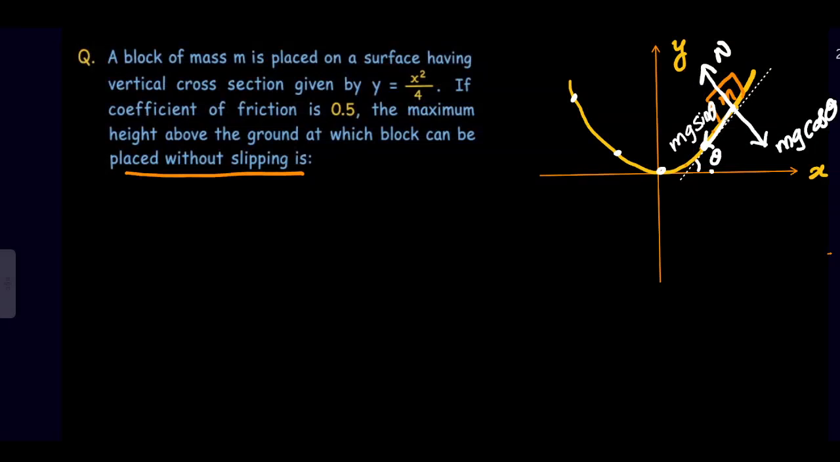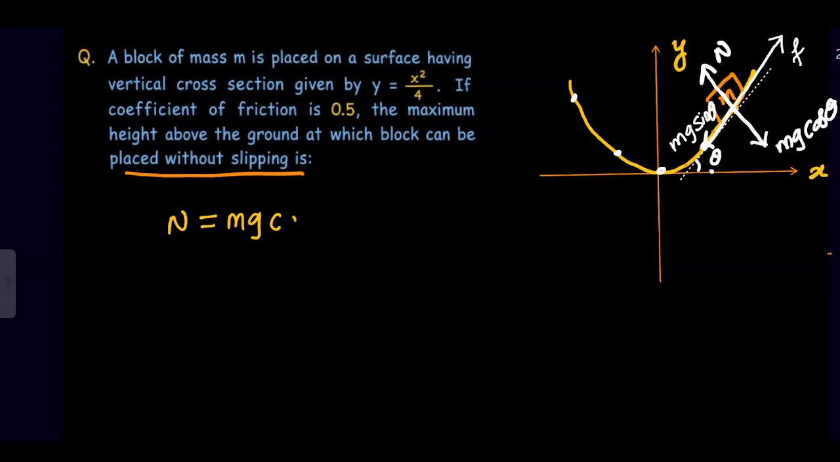Okay, now because of this mg sin theta, the block will try to slide down. But there is an opposing force now. What is that? Frictional force. Now you tell me, in this case, first of all, how much is the normal reaction?